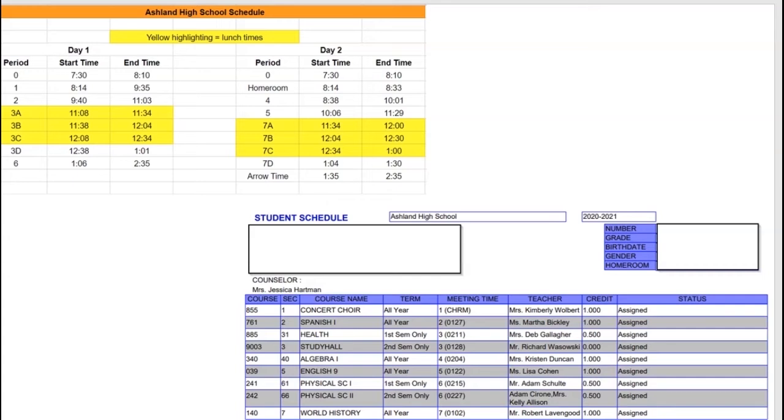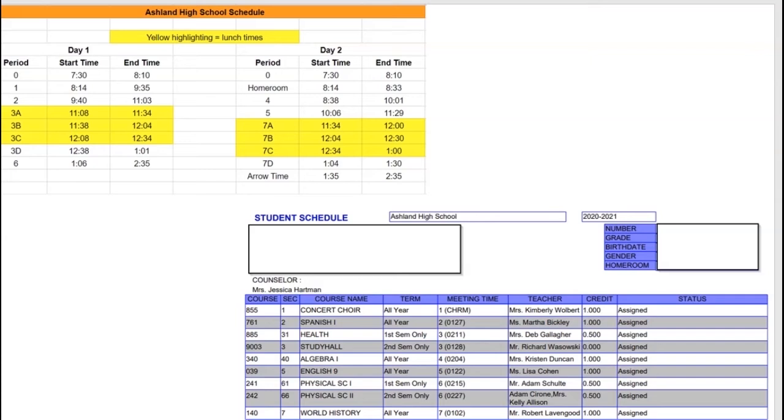And arrow time is simply a time for students to get some work done, for them to get some extra help from their teachers. Throughout the year, we'll be doing some enrichment activities with our students. There'll be some meetings that take place. There'll be some training and education on Canvas, our learning management system, that happens in the first few days of school. So lots of different plans for our arrow time during the year.